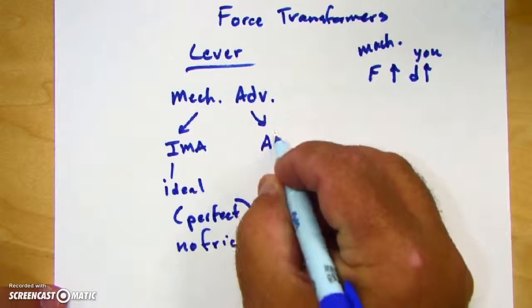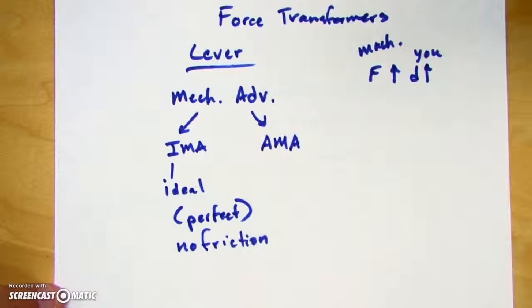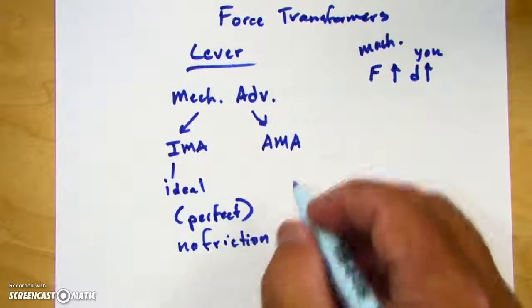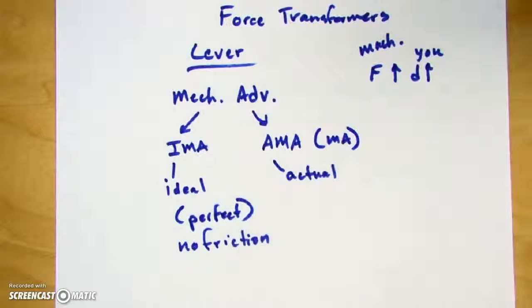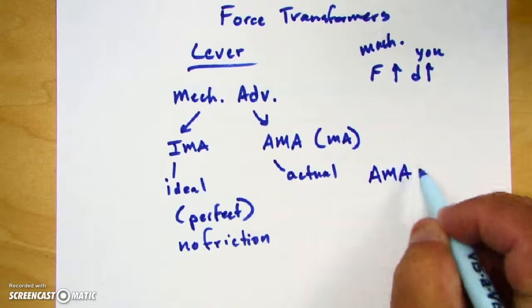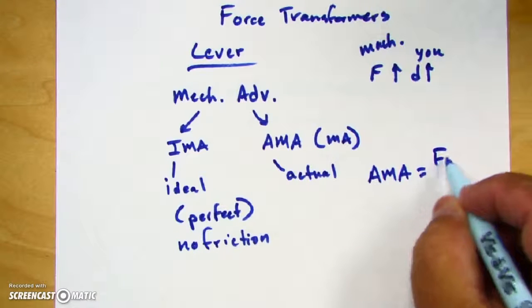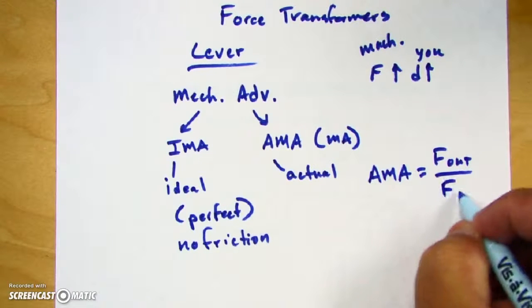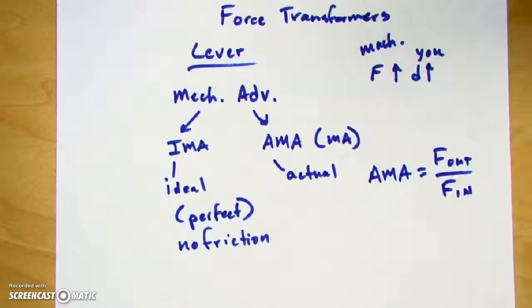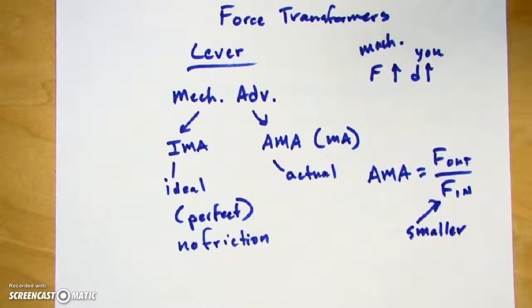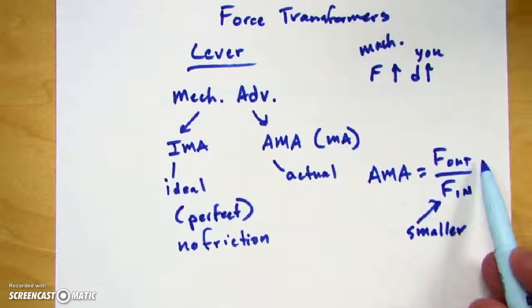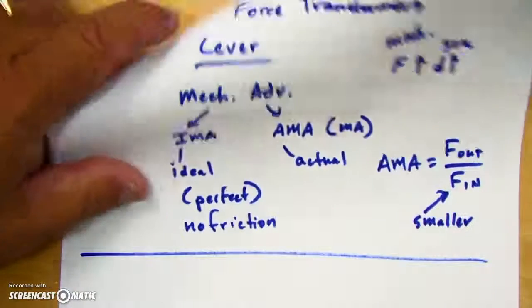Now, what we're oftentimes interested in, and what really matters, is the actual mechanical advantage. What does it actually do? Oftentimes you will see that just written as mechanical advantage because it's what it really does. The AMA is nothing more than a ratio of the force you get out of a machine compared to the force you put into the machine. And most of the time that's going to be smaller. Usually we use machines to multiply the force we get out, so the force out of the machine is going to be bigger. Now, let's look at a lever. It's the simplest one. It's the first one we'll do.